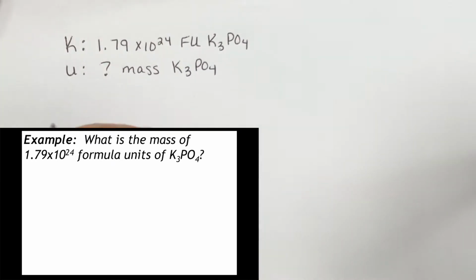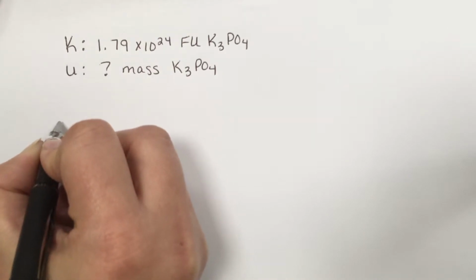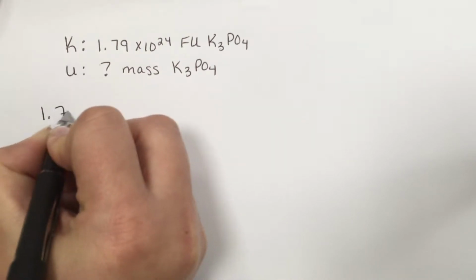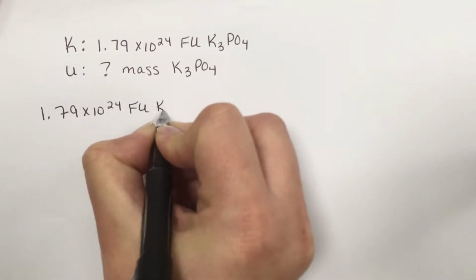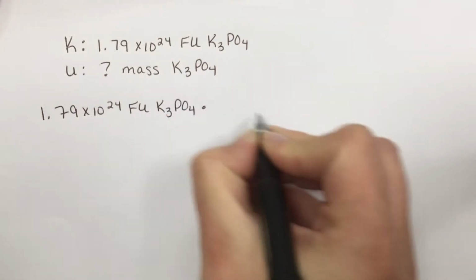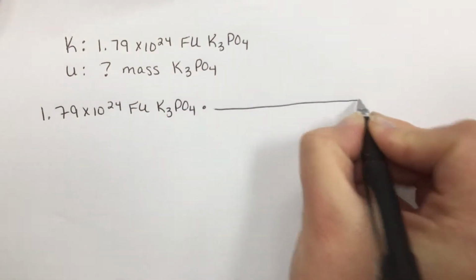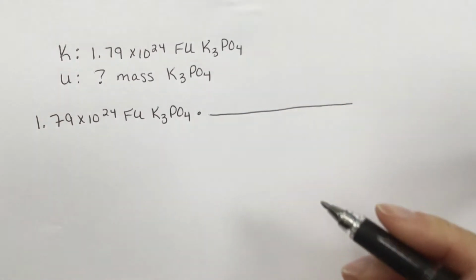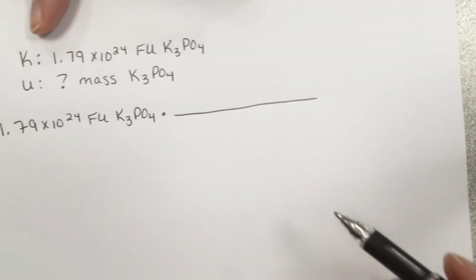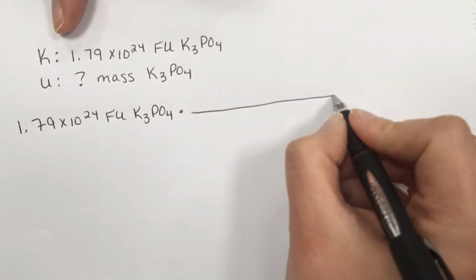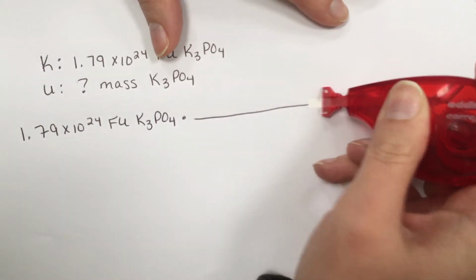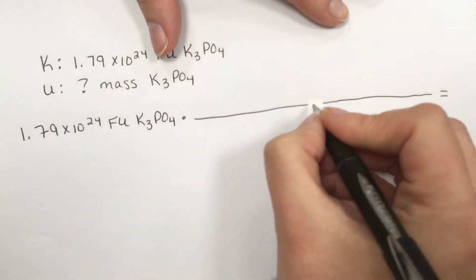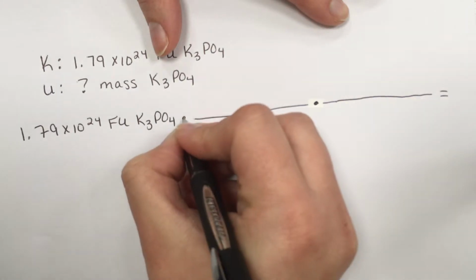So on the equation, we always start out with what our known is. So our known is 1.79 times 10 to the 24th formula units of K3PO4. And then we're going to multiply that by the conversion factor. And then we'll actually have one more. So I drew my line a little long, so that's going to be annoying. We'll just draw one big line, I guess, and that'll make it less annoying. Yeah, I can't do it. I have to separate it, sorry. There we go. Okay, and then this will be our conversion factor.